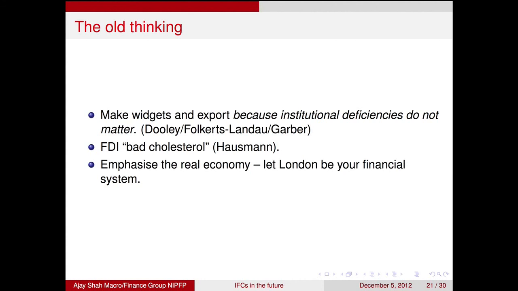Dooley et al. have argued that it is wise for a place like China to build widgets and export them, precisely because the business of building widgets and exporting them does not require institutional capability. What you want is for a global firm, for Reebok, to go to a remote location in China, hire cheap labor, build shoes, and ship them out. It does not require institutional capability inside China.